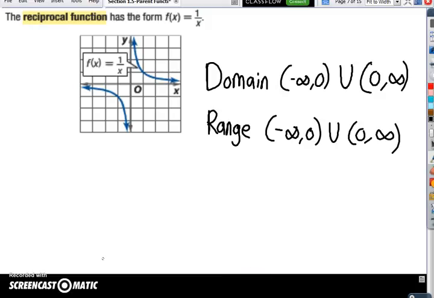Now it's decreasing from negative infinity all the way down. Look, it's decreasing everywhere. As I move from left to right, it's always going to be decreasing. This thing is never increasing, so it's decreasing everywhere. It might seem like it's increasing over here, but moving from left to right, look how it's going down. So it's decreasing everywhere there.